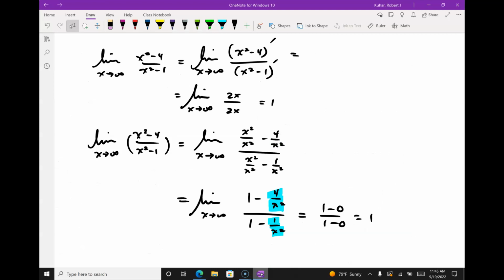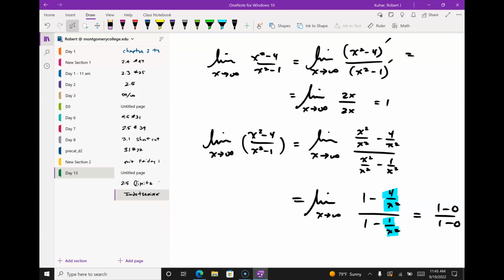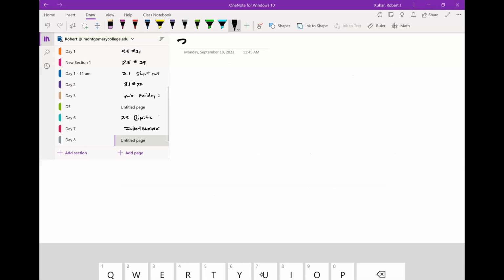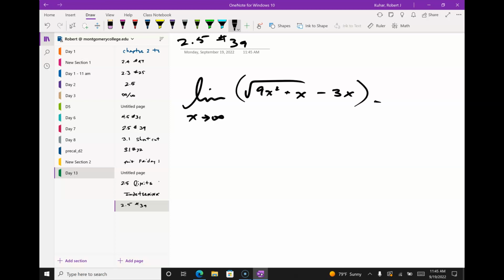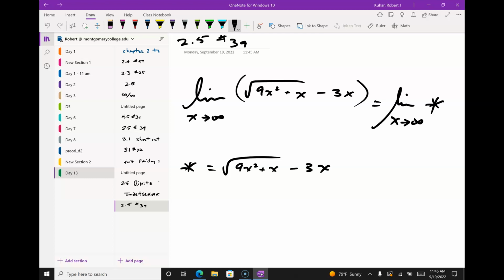So let's take a look. This is number 2.5, number 39. I've got the limit as x goes to infinity of the square root of 9x squared plus x, minus 3x. So I don't know what happens there. I've got to work on this function. What do you think I should do? What's your gut say?